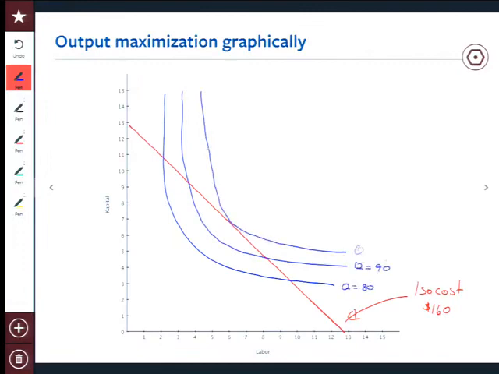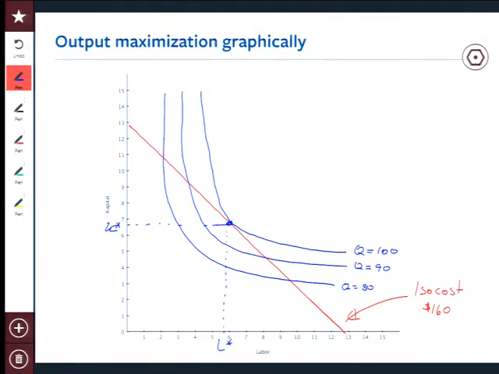I'm making up these numbers. Q equals 90. Q equals 100. So what's the highest isoquant you can get on that still shares a point with your $160 isocost line? It's this one right here. L star, K star. And if this is the same firm I drew earlier, it doesn't matter whether you get on the lowest isocost curve to produce 100, or take that same isocost curve and get on the highest isoquant you can possibly produce.